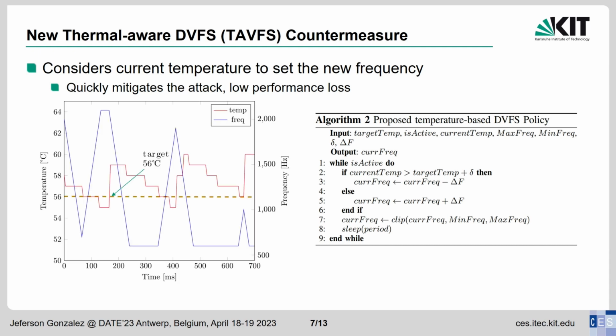In the figure to the left, we can see the policy in action. As depicted around 150 milliseconds, when the temperature increases over the 56-degree target, the frequency starts decreasing, which in turn decreases the temperature. Once the temperature hits the target, the frequency starts increasing again. Please note that the temperature variations are small due to the countermeasures and centered around the target temperature, which makes it harder for the receiver to correctly decode the data.